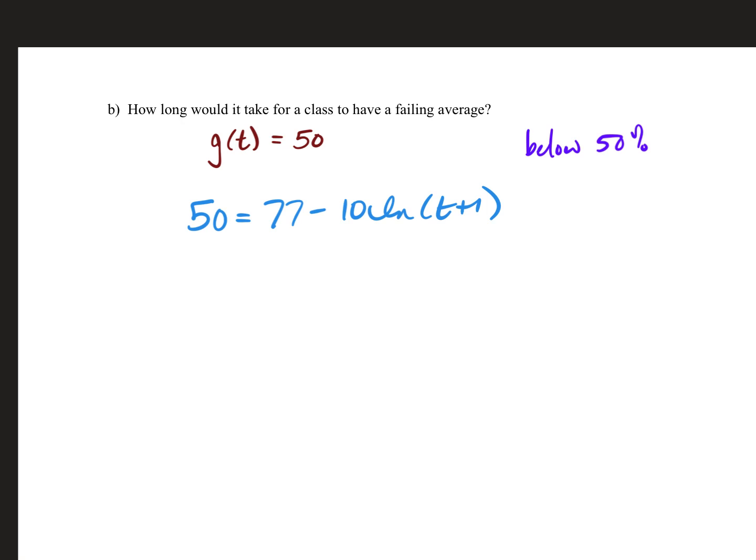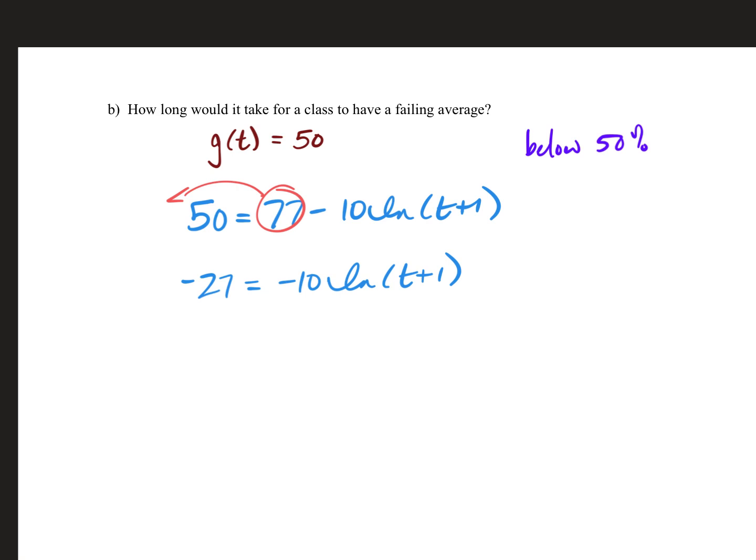Okay, how are we going to solve the equation? First, we have to locate the variable. You see it's on the inside of your log. We've got to get it out. So I'm hoping that for a lot of us, our first process may be to get rid of that 77 and try to isolate our log. So that's going to give us negative 27 is equal to negative 10 ln(t plus 1).